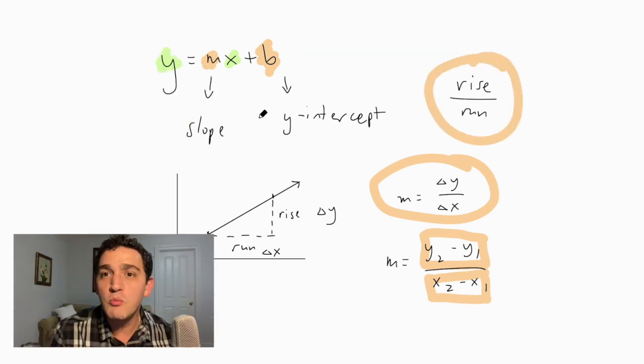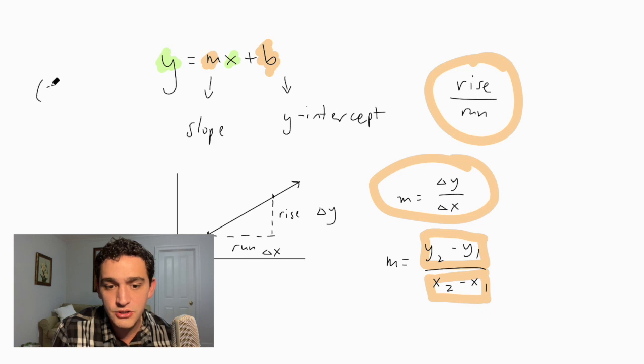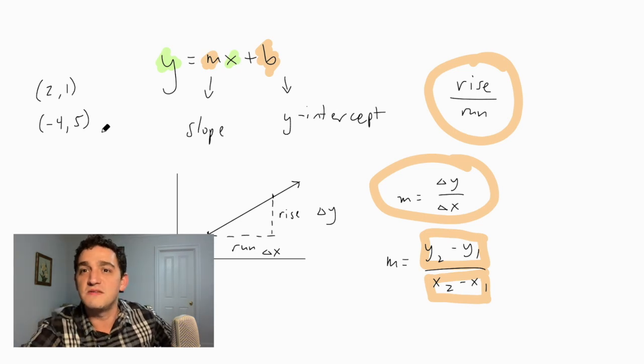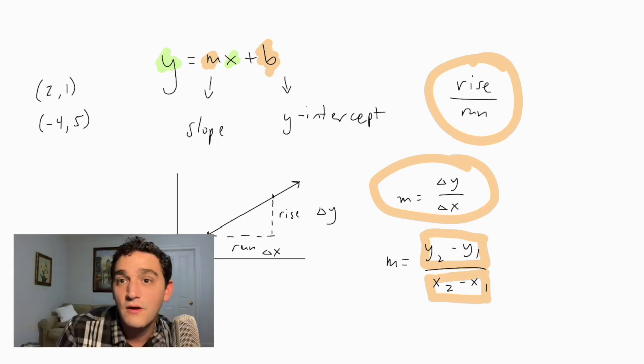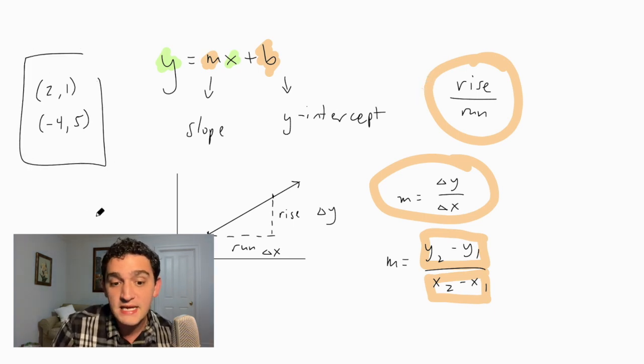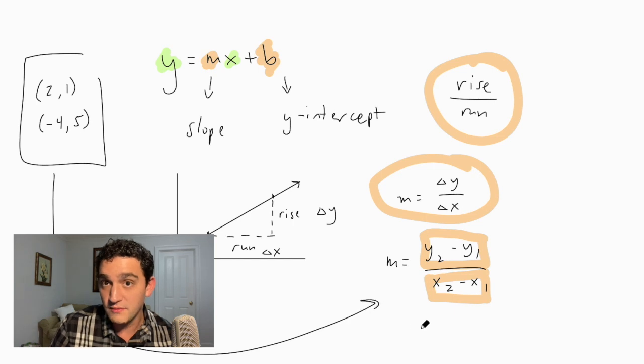If I gave you 2 points on a line, (2, 1) and (-4, 5), could you find the slope of the line that connects these 2 points? Why don't you pause the video and see if you can do it. Go. Okay, just to check your answer, let's plug in these points into the slope formula.